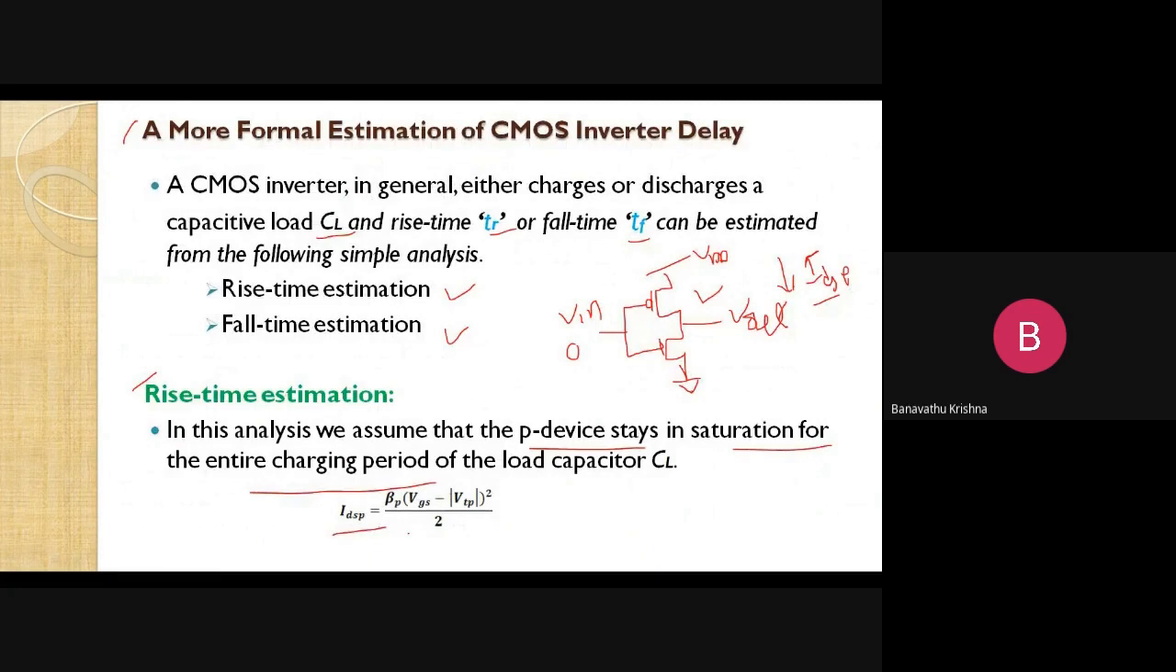We know the current equation for saturation mode, taken from the relationship between IDS versus VDS for the MOS transistor, right? So IDSP equals beta P of (VGS minus modulus of VT) whole square by 2. This amount of current will charge the load capacitance, that is, across CL.